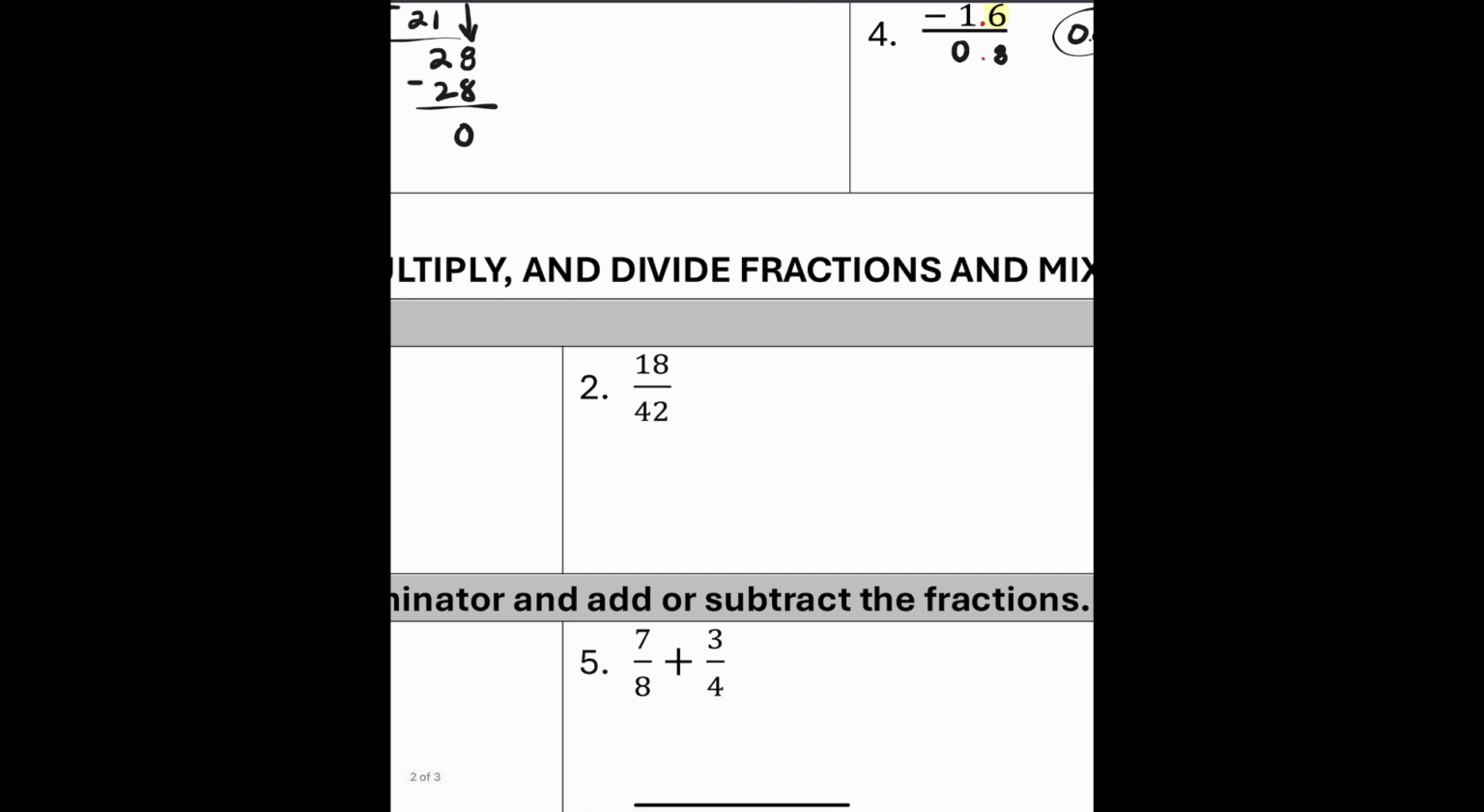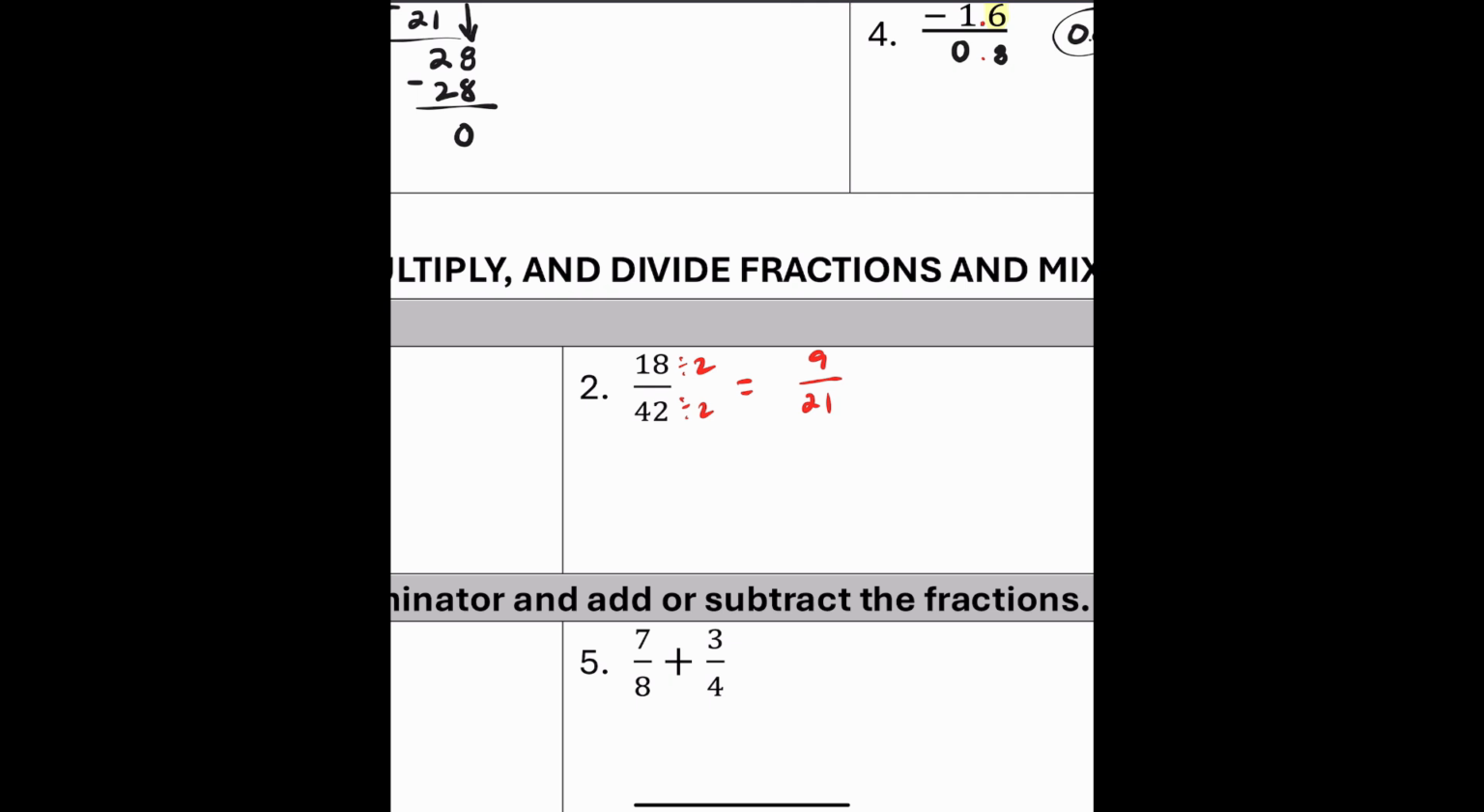Number 2, we have 18 divided by 42. So what is the largest number that goes into 18 and 42 at the same time? Could it be 2? Well, I know that the top and the bottom are both even numbers, so for sure 2 goes into 18 and 2 goes into 42. So let's just try and divide both of these numbers by 2. All right, so we'll divide this by 2 and that by 2. So 18 divided by 2 is 9, and 42 divided by 2 is 21.